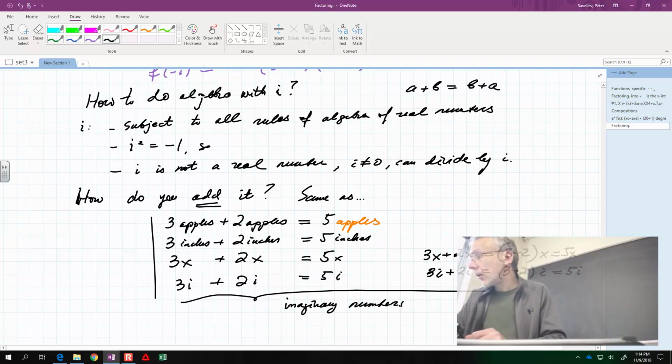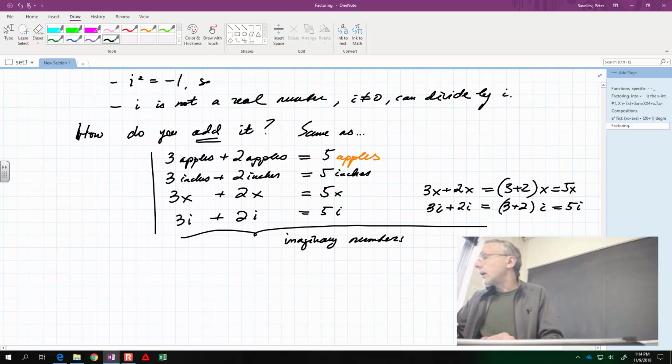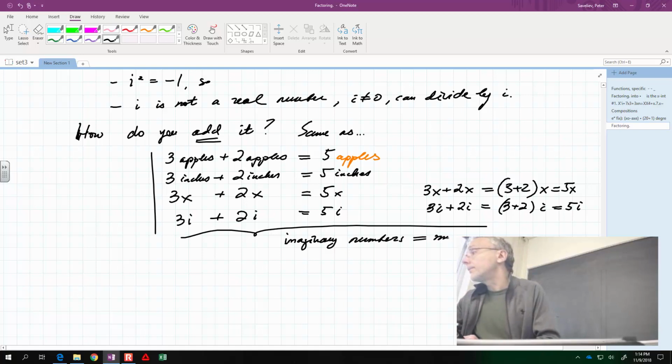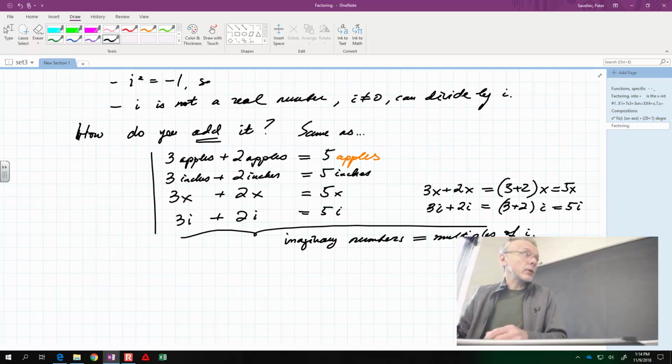They are all multiples of i. So once again, just like 3 apples is a multiple of apple, or 5 inches is a multiple of inch. You multiply a certain quantity, whatever its meaning is, by a number, and that's how you can do algebra with it.